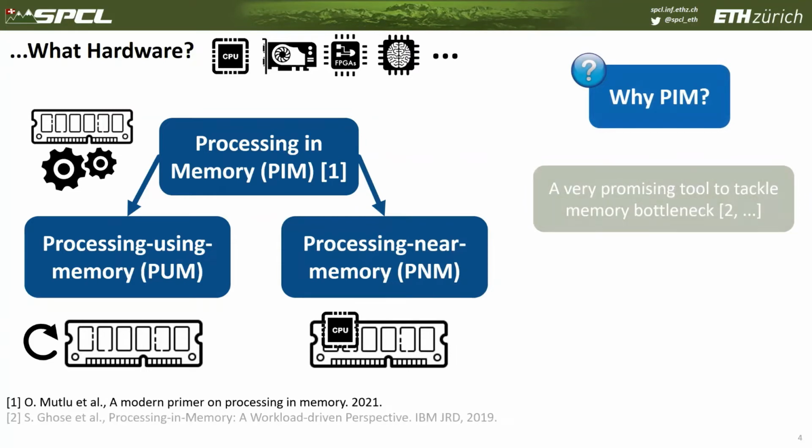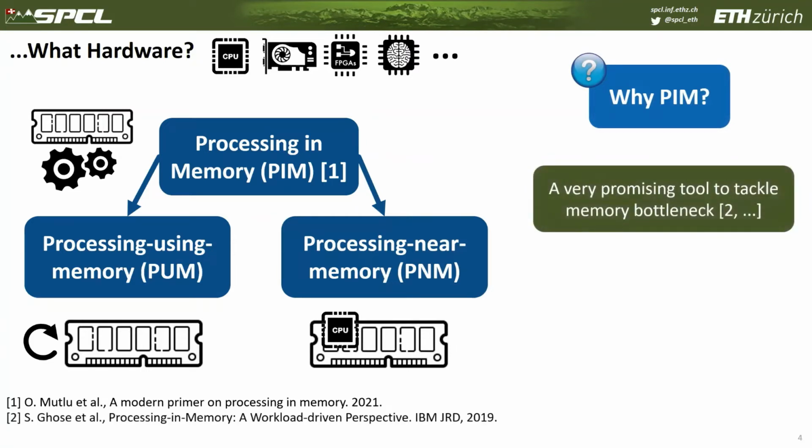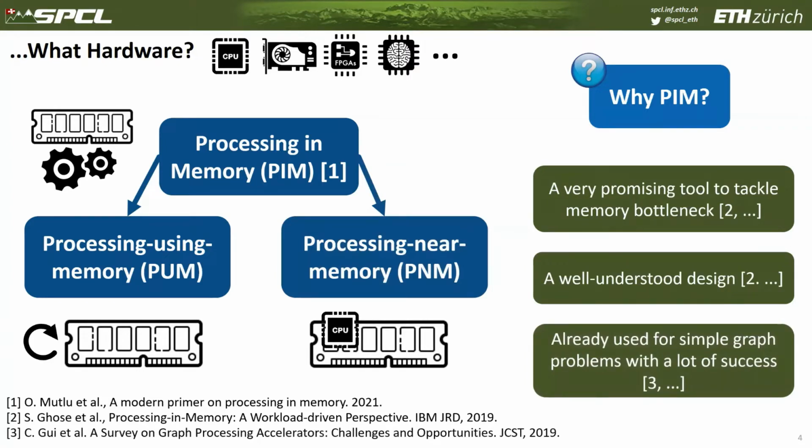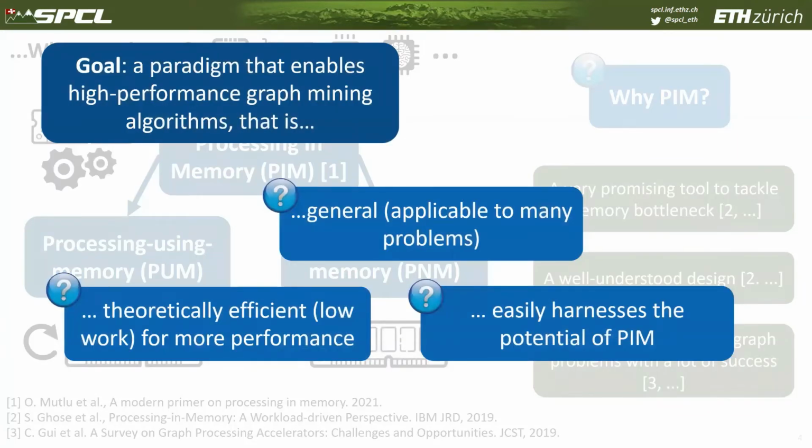Now, why PIM? We decided on using PIM because, on one hand, it's a very promising tool to tackle memory bottlenecks, as illustrated in numerous past works. On the other hand, it's quite well understood, while still being something that has a lot of undiscovered potential. And finally, it's also been used successfully for speeding up simple graph algorithms such as PageRank, and we would like to actually take a look at how this can fare in the context of complex graph mining. So with these PIM architectures, we want to use them as a use case for our paradigm.